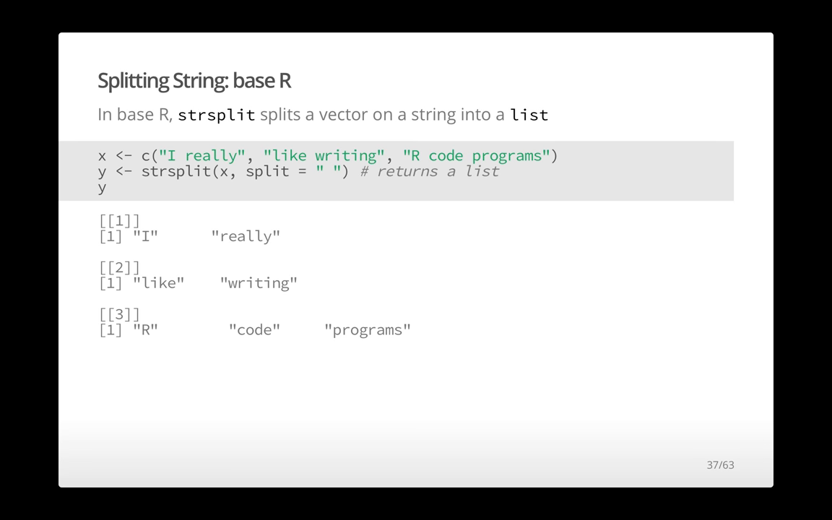So let's say X is "I really like writing R programs, or R code programs." And Y is str_split, and we specified the split to be a space. So what you get back is a list. The first element has two elements. The second element of the list is a blank two. The third element is a blank three, because the third element has two spaces in it, the other one only has one. Okay?